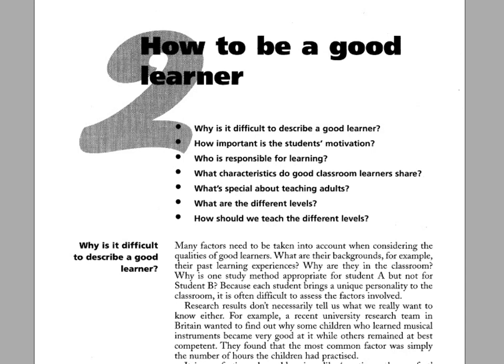So, how to be a good learner. Here we have what we call the points or the subtitles inside the chapters. We have: why is it difficult to describe a good learner, how important is a student's motivation, responsibility for learning, characteristics for the classroom, and so on and so forth.